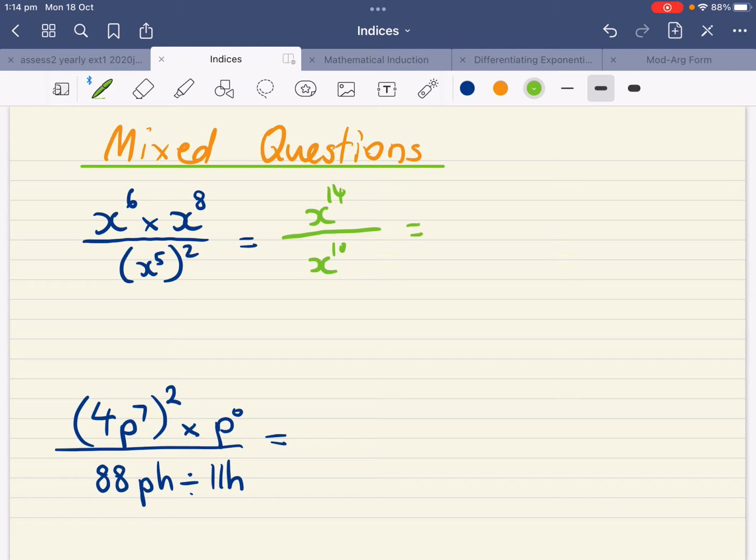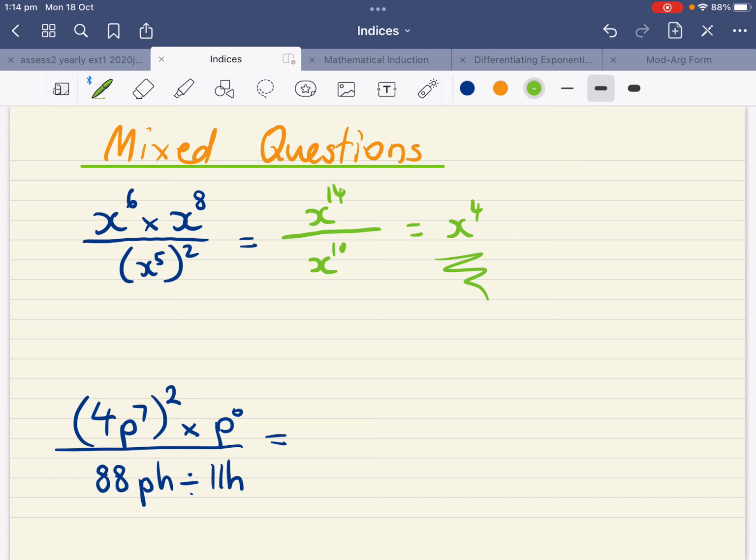Now from here we can see we're actually left with one extra part to do, and it's an index law 2 question. We've got these 2 things that are dividing. When dividing, keep the base the same and minus the powers. And that's your final answer there.